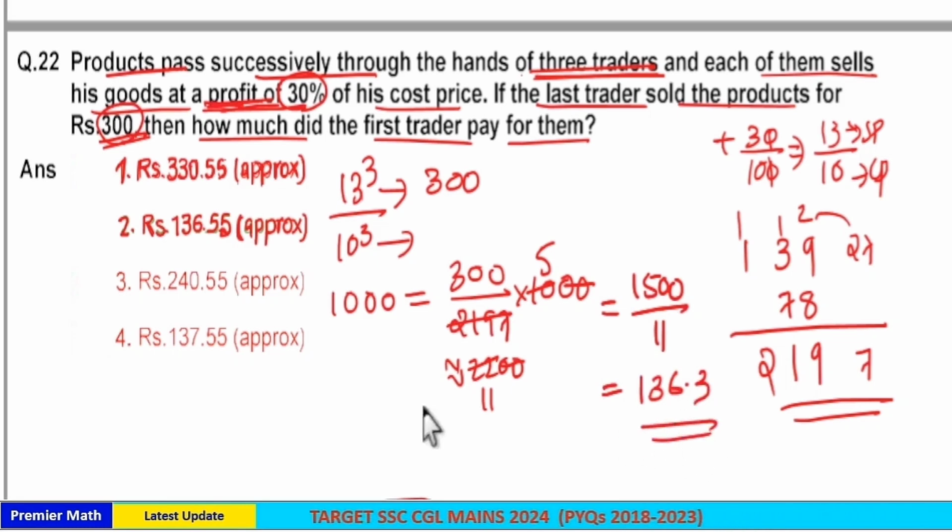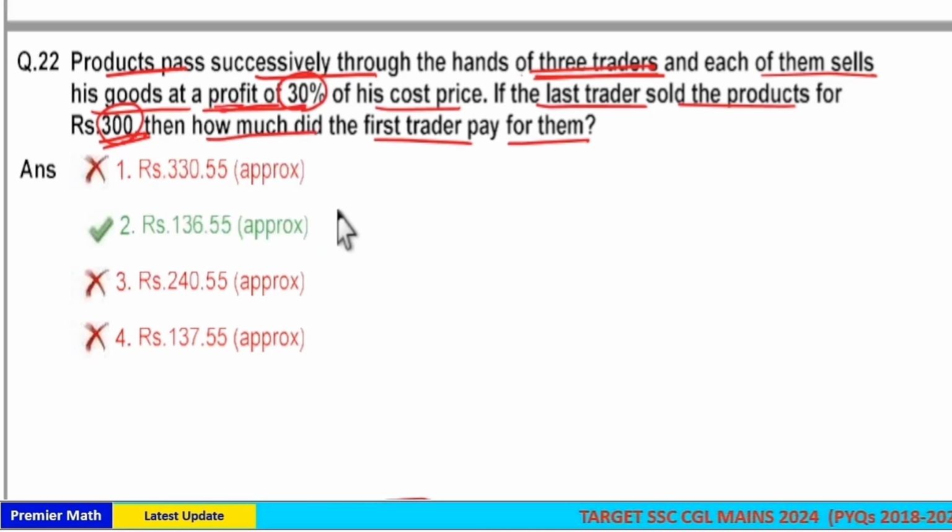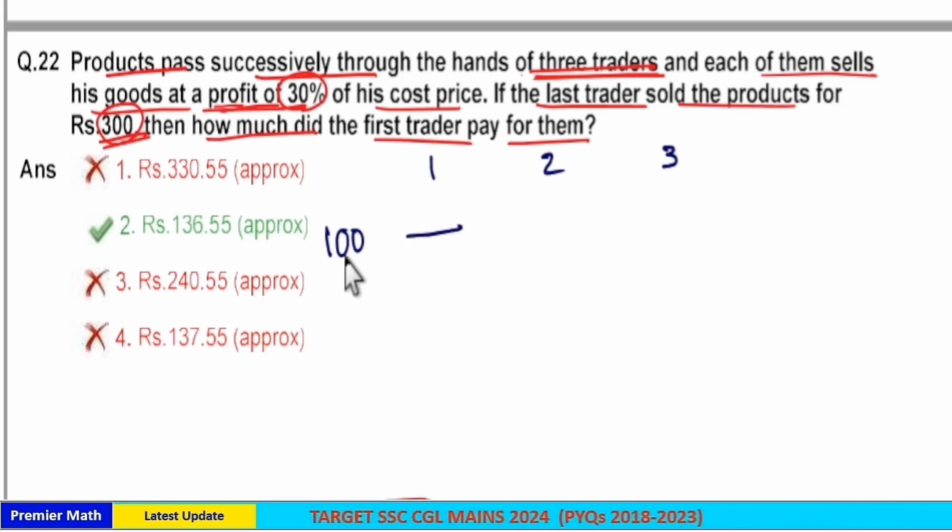So 136.3. Option 2 is your answer. Now the concept is, consider 100 rupees as the initial cost. Now there are 3 traders. Now first trader, cost price is 100 rupees and he sells it at 30% profit, means he sells it at 130 rupees.